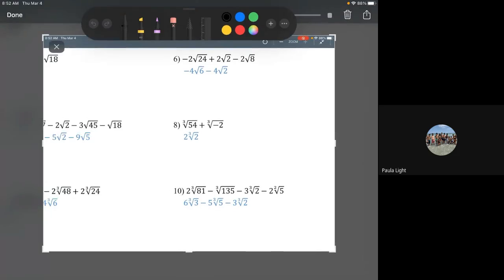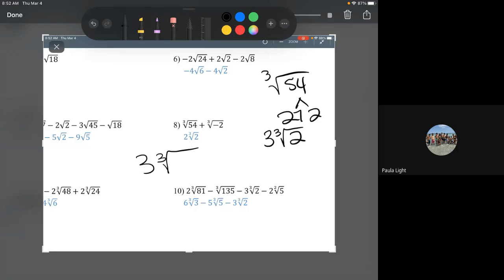So the cubic root of 54 is 27 and 2. This 27 comes out of the radical as what number? 3. So the 3 cubic roots of 2. That's what that one simplifies to. 3 cubic roots of 2 plus a cubic root of a negative 2.